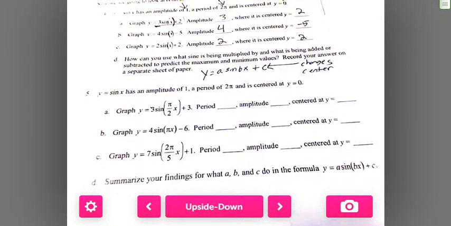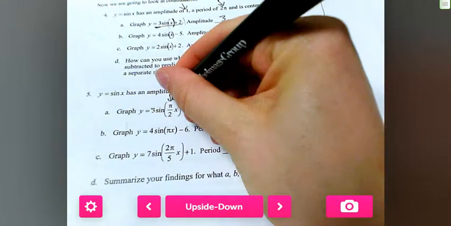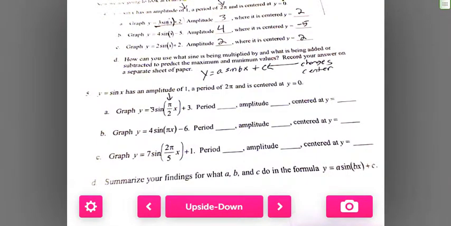So if you want this pi, it's right next to the letter H. Over 2x plus 3, and we're going to talk about how this has changed from that original.